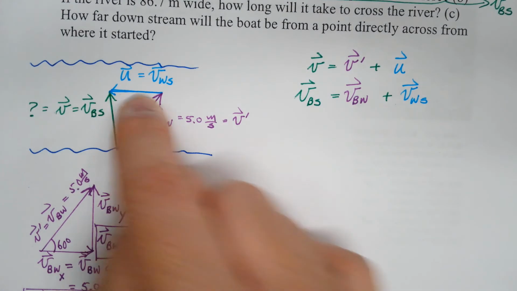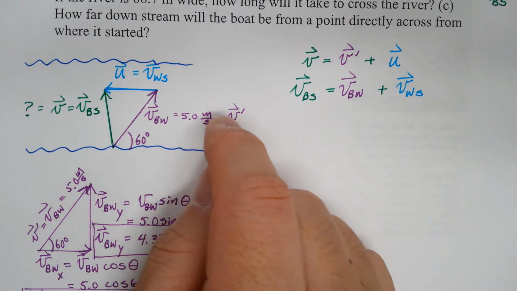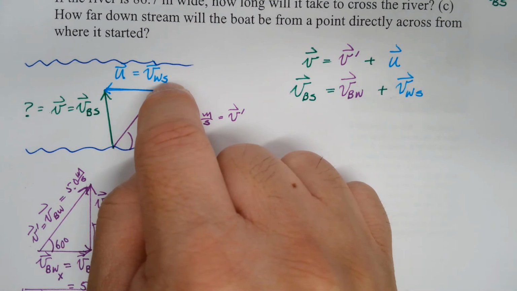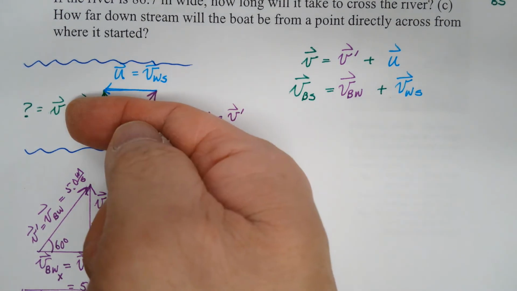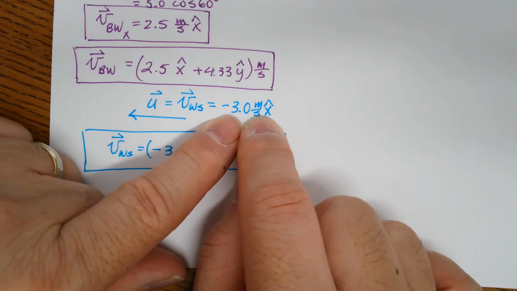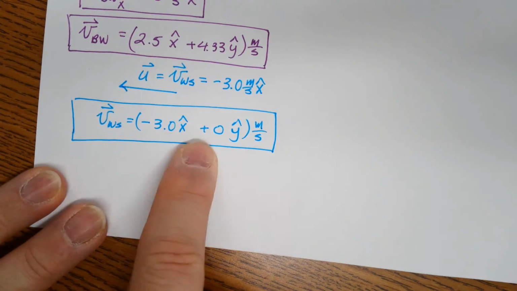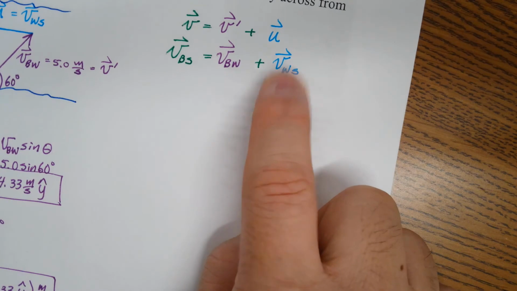Now let's take a look at the velocity of the current, the water with respect to shore. The blue is going straight horizontal in the negative x direction relative to our xy coordinate system. So if we look at this velocity, it only has an x component but zero y component. Since it's going in the negative x direction, we have negative 3 meters per second x hat as our u, or VWS. In Cartesian form, we have negative 3 x hat plus 0 y hat meters per second. This vector here is this.